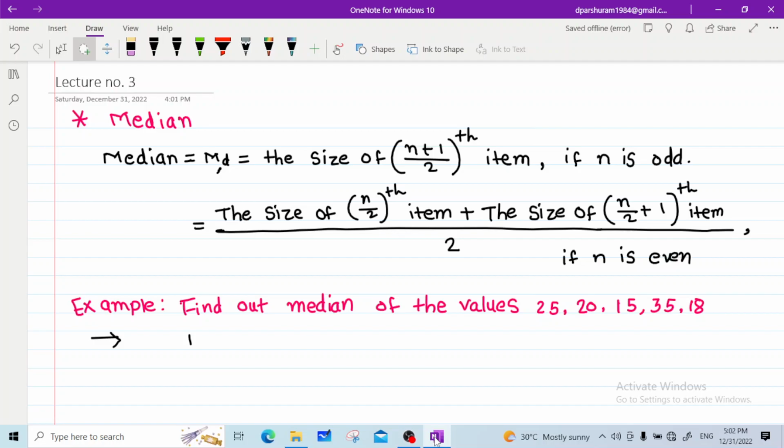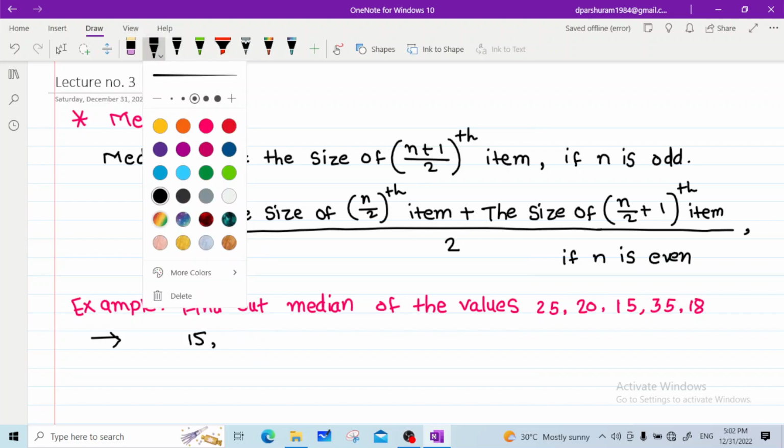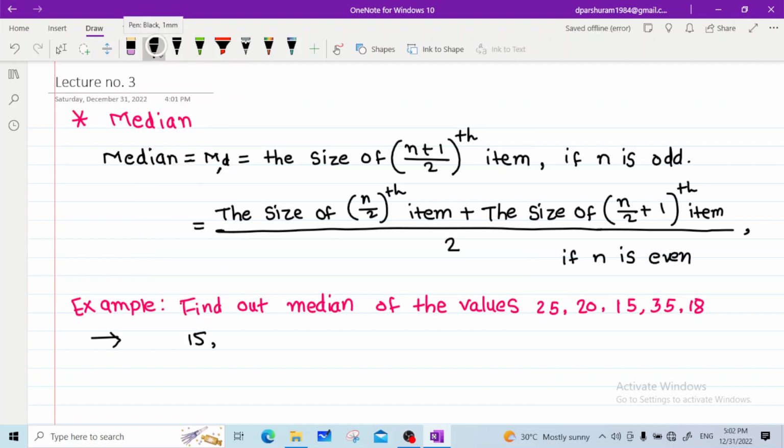So we get 15, 18, 20, 25 and 35. Then here the value of n, that is 1, 2, 3, 4, 5. Here n is equal to 5, which is odd.